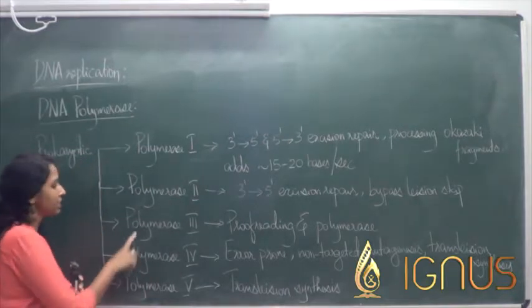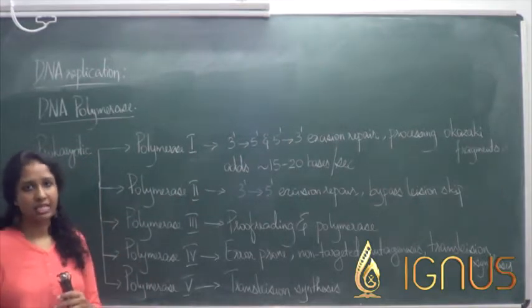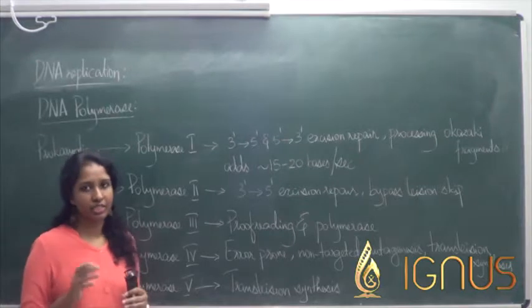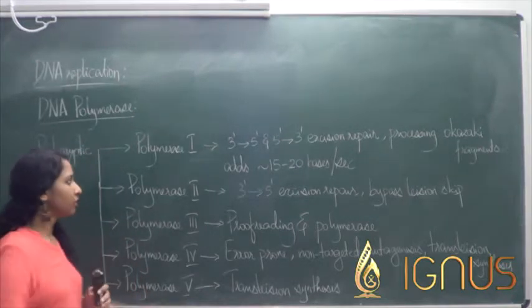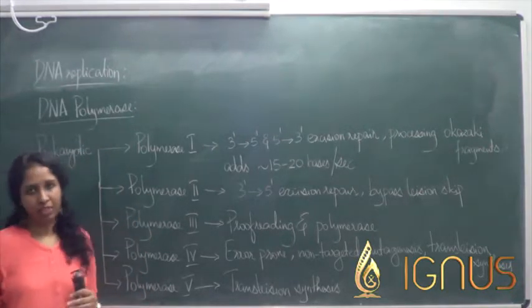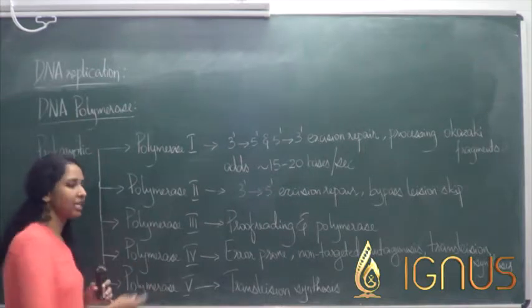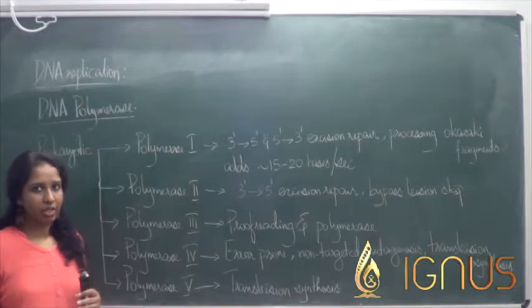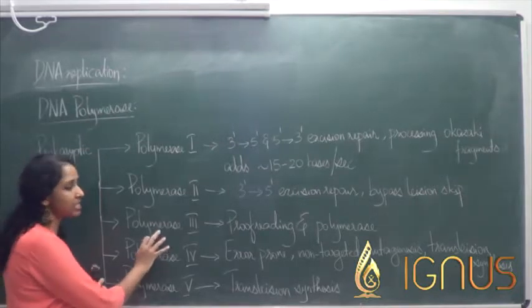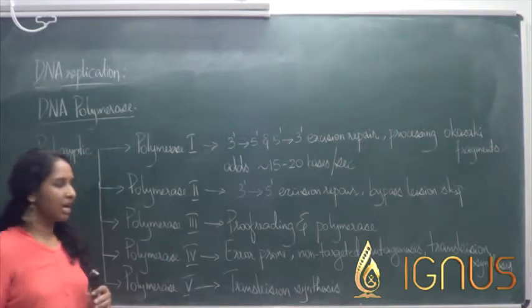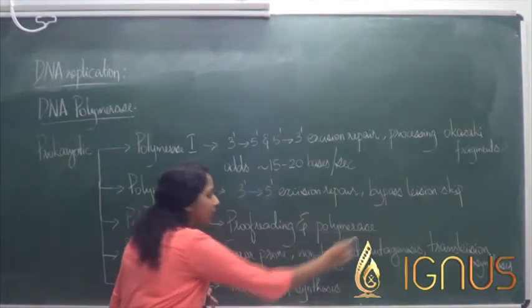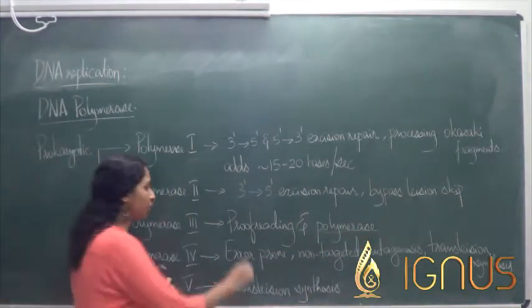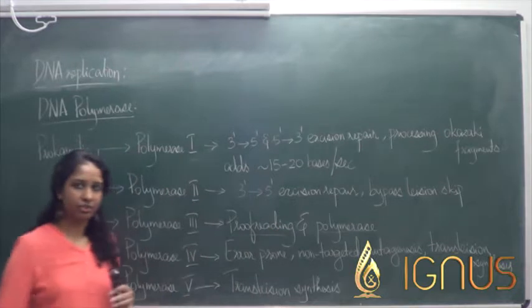Polymerase 3 is the main enzyme or the major enzyme for the DNA replication process. So initially polymerase 1 will be the one that will start, but polymerase 3 is the one that's going to take over and complete the DNA replication process. So polymerase 3 is the main one that has the polymerase action on it. Also, it has proofreading action on it.